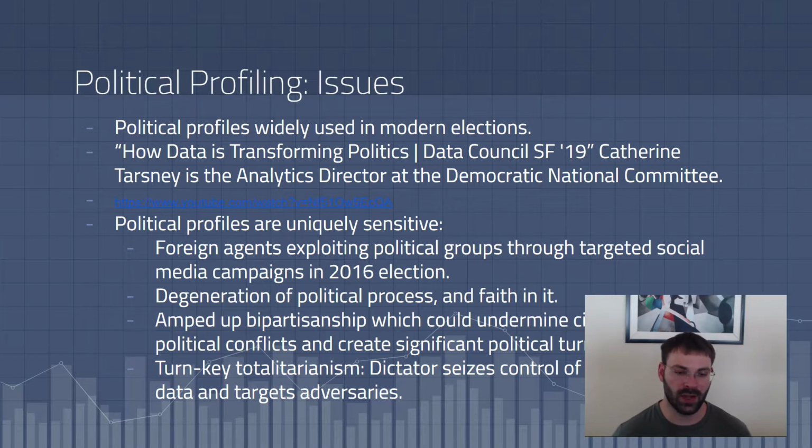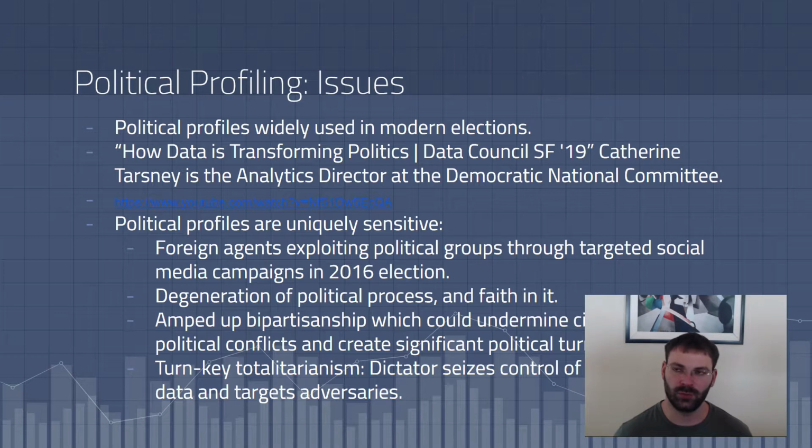political profiling was used by foreign agents in the 2016 presidential election, where a very well-equipped Russian operation identified political groups and created targeted social media campaigns for those groups using behavioral data. And they were able to influence the outcome of the election against Hillary Clinton. It's well understood now. And in addition to that, they had the goal of just creating a degeneration of faith in American democracy and in the democratic process in America.